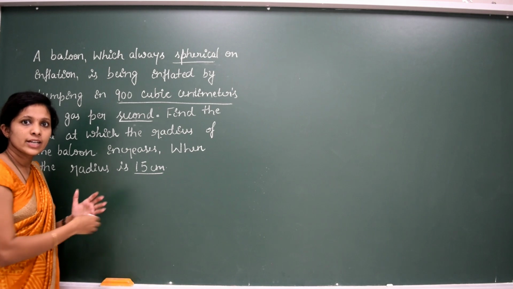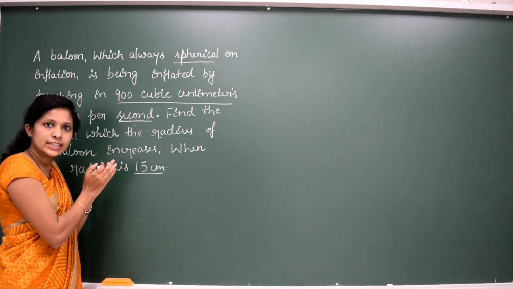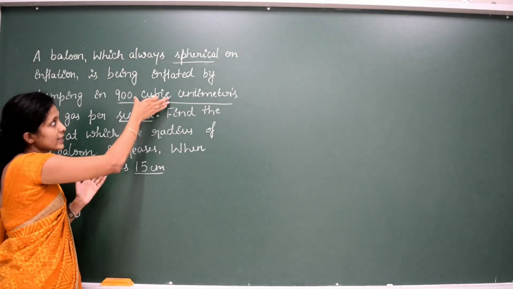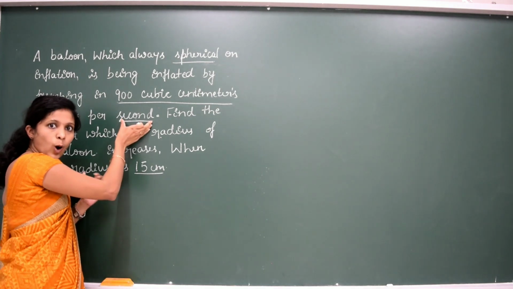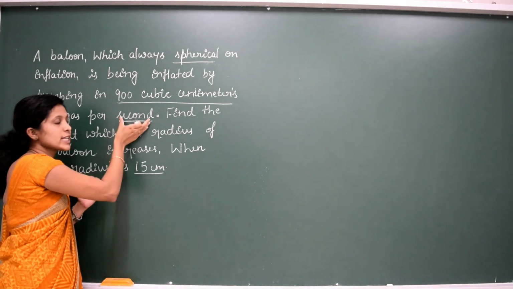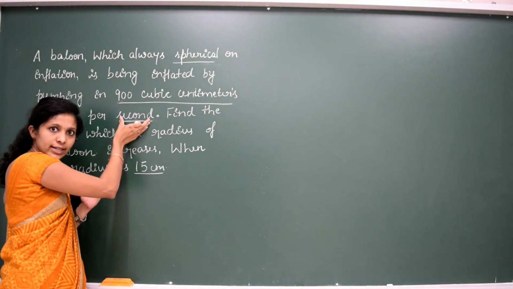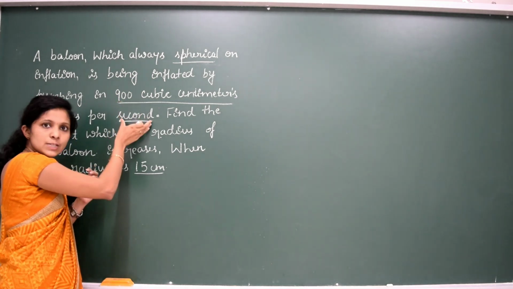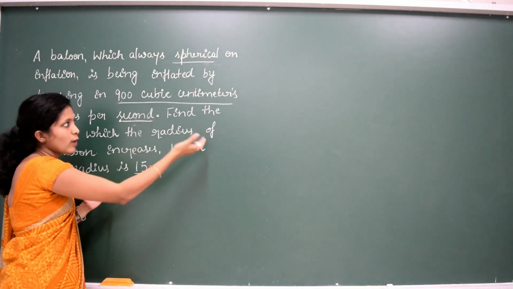So now what is given? The balloon is filled with gas, right? So it is given with respect to the second. Obviously, rate of change of a volume of a sphere with respect to the time is given, right? Volume is changing with respect to the time. And what you have to find?